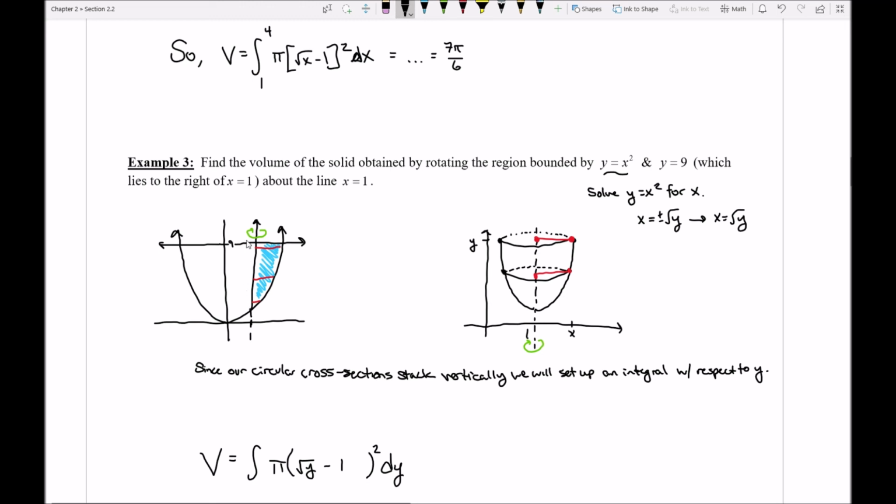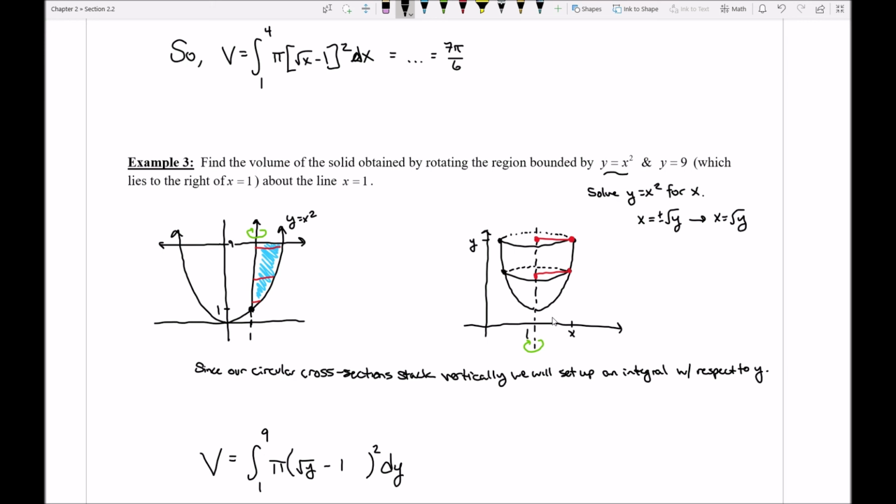Well, if I look at this picture, I can definitely see that 9 seems to be the highest height that this region has. And down here, the lowest height that I reach seems to be whatever happens on my function, y equals x squared, when I plug in the number 1. So this would be at height 1. So it seems here that my bounds are going to go from 1 up to 9. This here would then represent a nice integral that is going to compute the volume of my 3D solid.